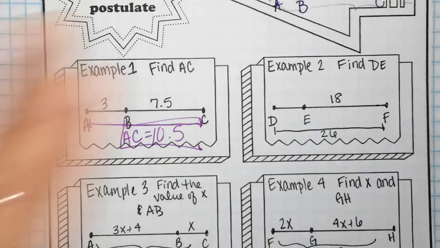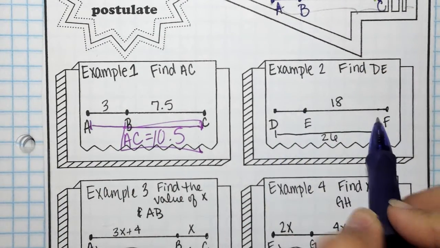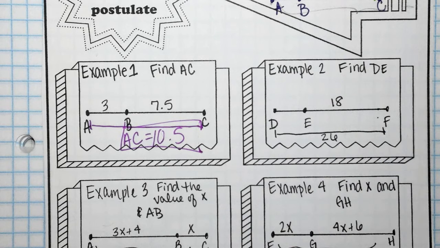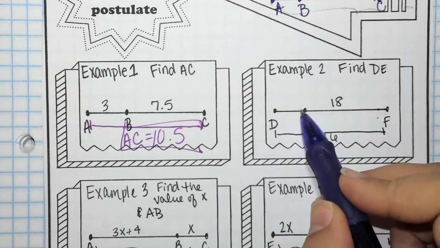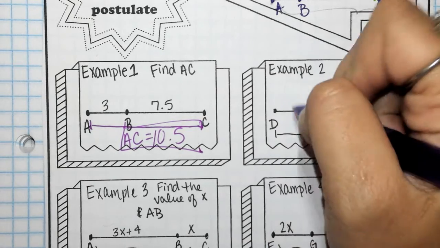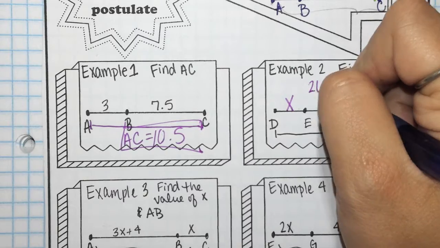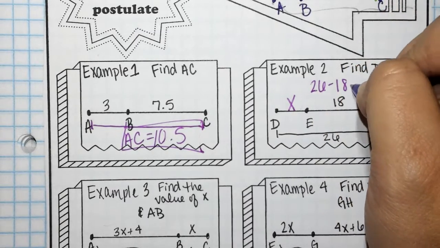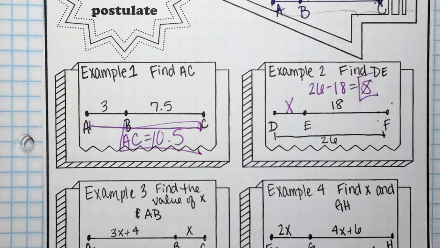Now, example 2, we're looking for this little spot right here. Now, we know that the whole segment is how long? We know that the whole segment is 26, and we know that this part is 18. How would we find DE? Subtract. Magic. What's 26 minus 18? 8. And we're done with that problem.